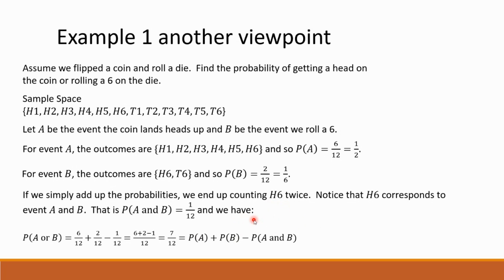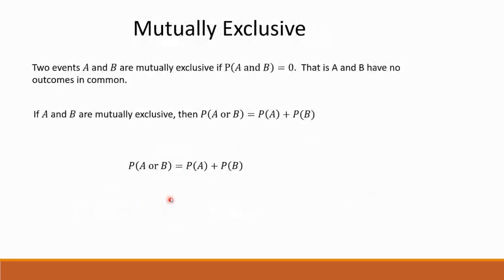Notice also these two events had something in common. You could have the coin land heads up and roll a 6. That's possible. That could definitely happen. In other words, for A intersect B, the probability was not 0. That brings us to the next definition, of which A and B here are not mutually exclusive.